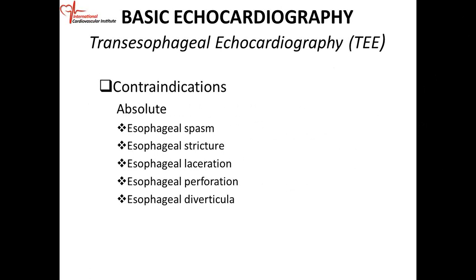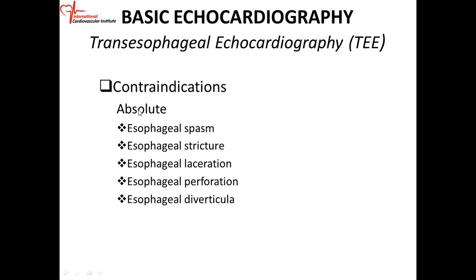What about the contraindications now? When should you not do a transesophageal echo? You should not do a transesophageal echo in some patients, if the patient has any problem in the esophagus, because remember, you're going to put the probe in the esophagus. So if the patient has a significant problem with their esophagus, you don't want to do a transesophageal echo. So we divide the contraindications into absolute and relative contraindications.